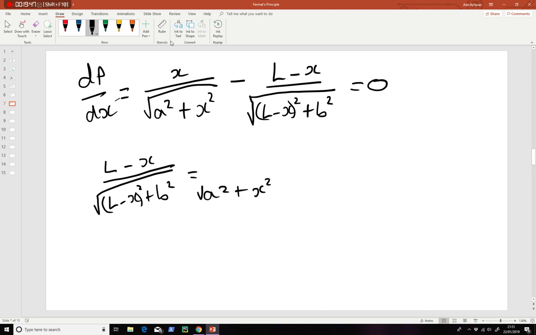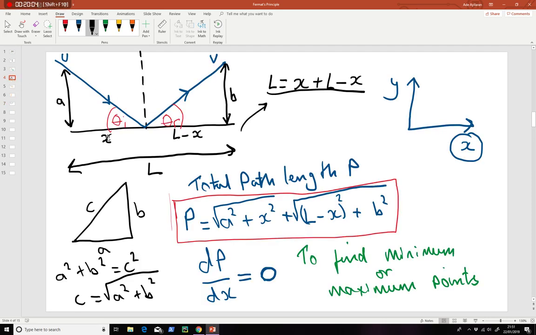I apologize for my slightly wonky handwriting. Now let us refer back to the triangles that we drew in the beginning. We have the left side triangle, a squared, x squared, and then we have root a squared plus x squared here. The right hand triangle, we have L minus x squared, we have b squared, and we have L minus x squared plus b squared, all root.